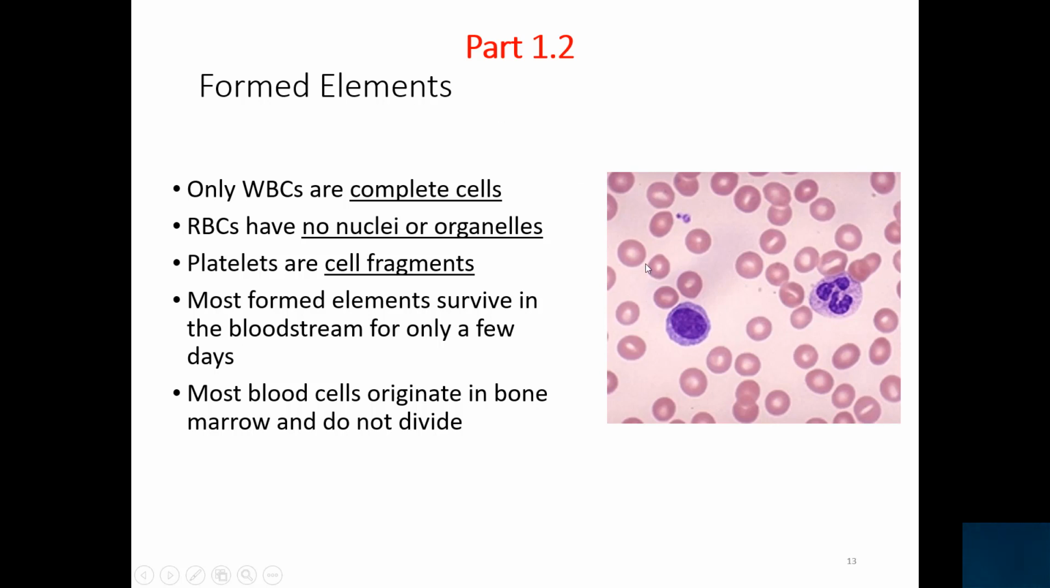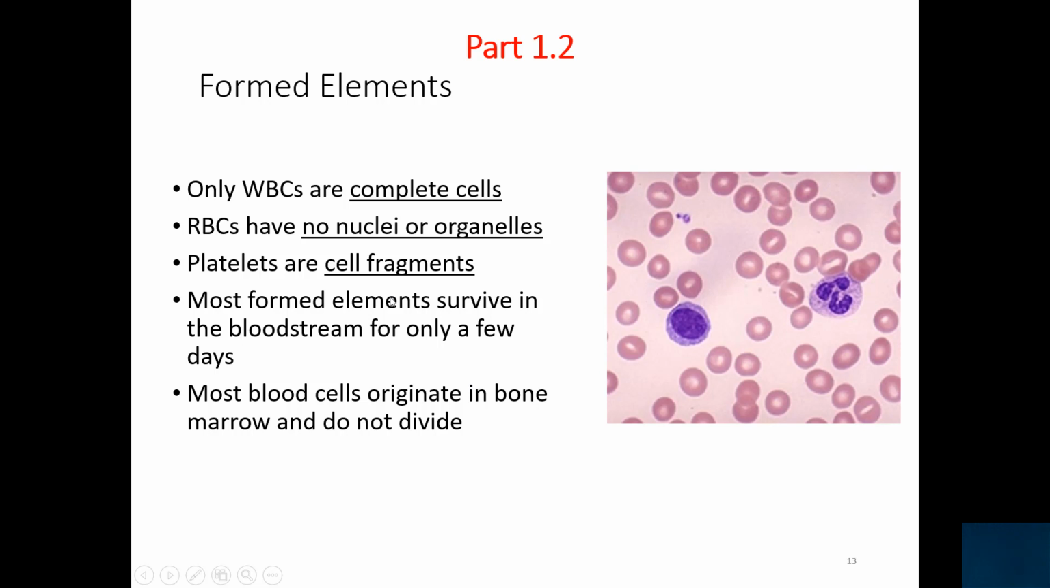Cells. White blood cells are large. You can see they have a nucleus, and they are the only complete cells of the blood. Because they have a nucleus, they have organelles. Red blood cells, here they are, or erythrocytes, do not have nuclei or organelles. They are stuffed with a protein called hemoglobin carrying oxygen. That's their main function. Next, platelets are just cell fragments. They are not complete cells.